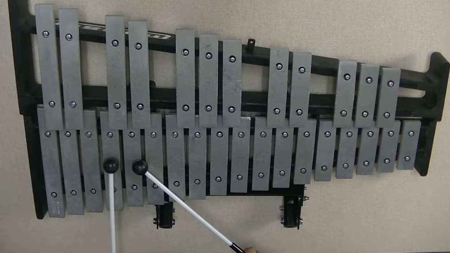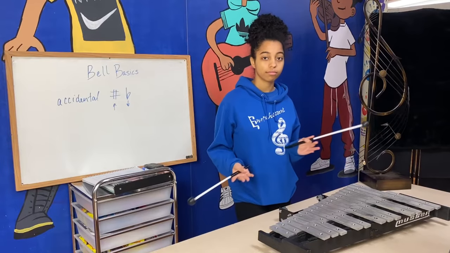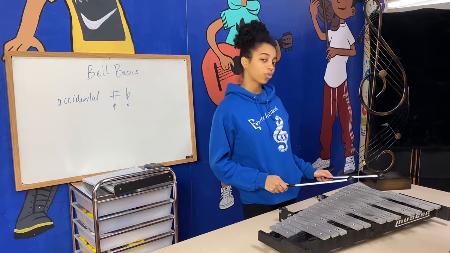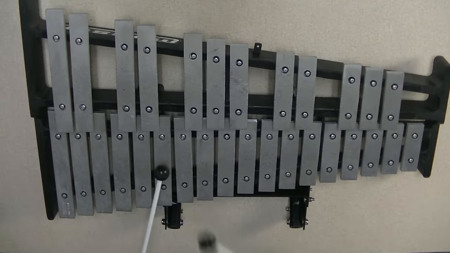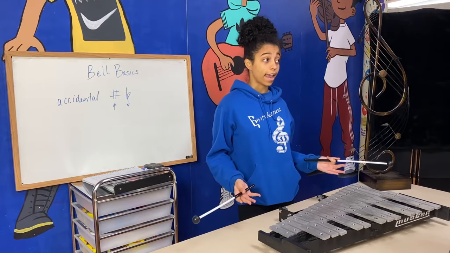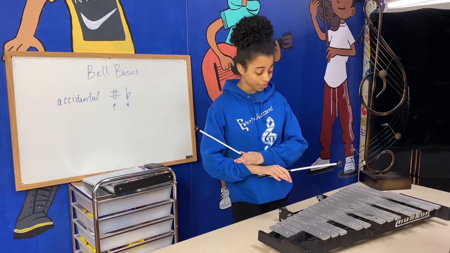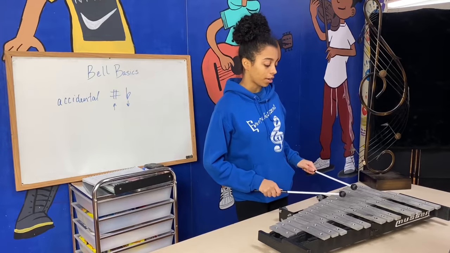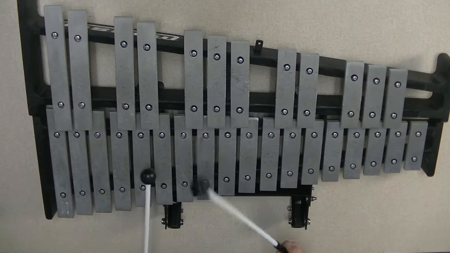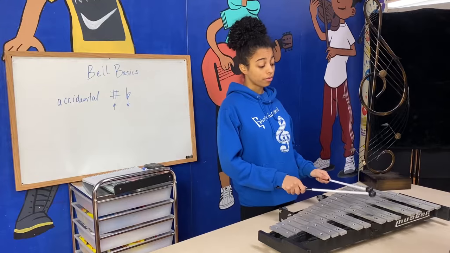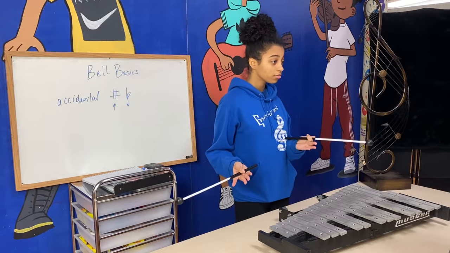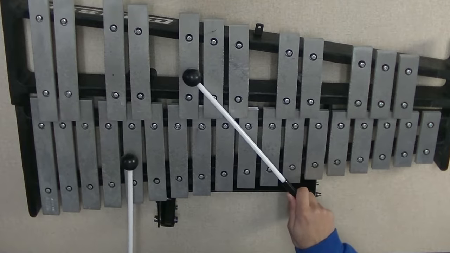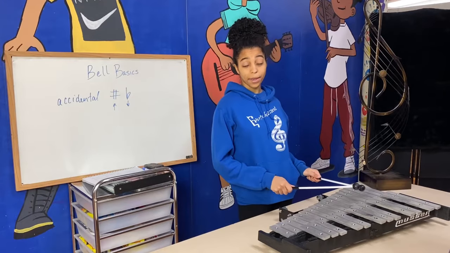So from C to D, that would be a whole step. Now, if we go E to F, that is a half step, because we're going from starting note to one note. But if we go E to F sharp, that would be a whole step, because we have our starting note on E, one note, two notes. So we go a whole step.